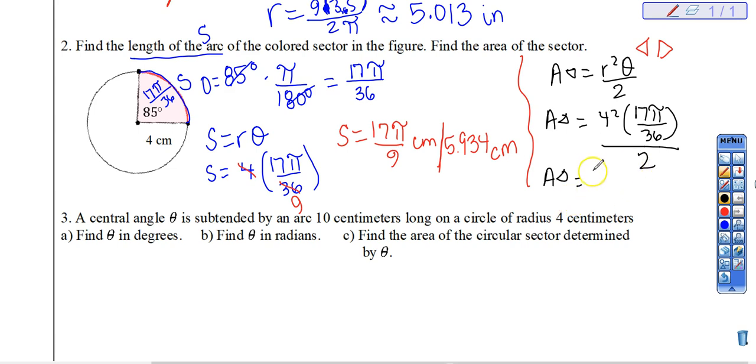So I plug that in my calculator and I get 34 pi over 9 centimeters squared. And if I convert it with my conversion button, 11.868 centimeters squared. And there you have it. Do you have any questions?